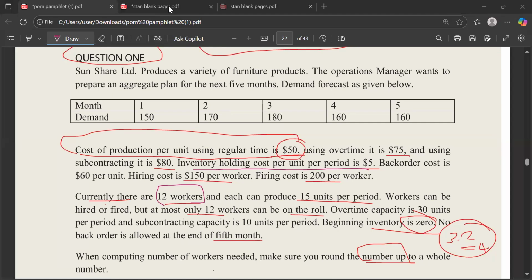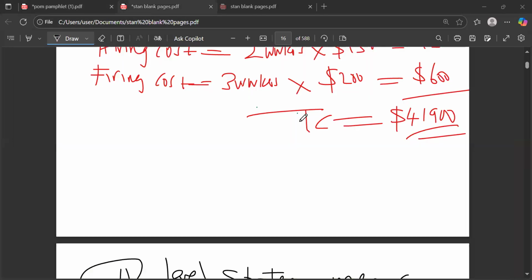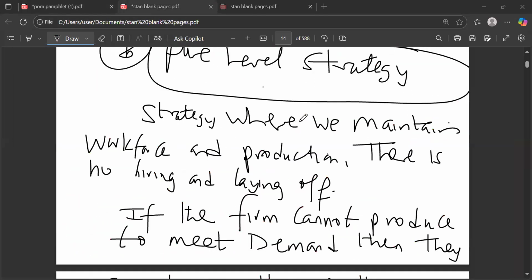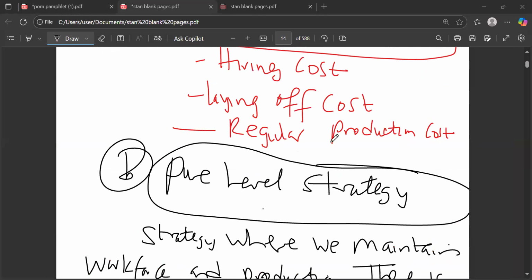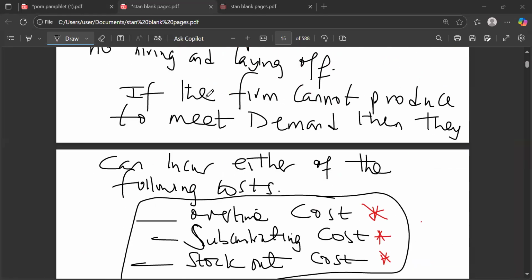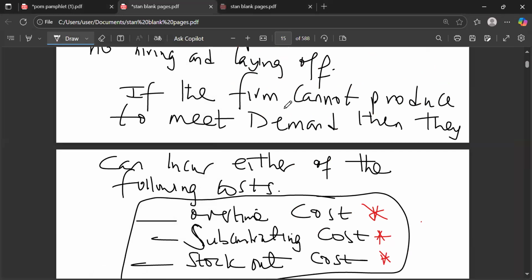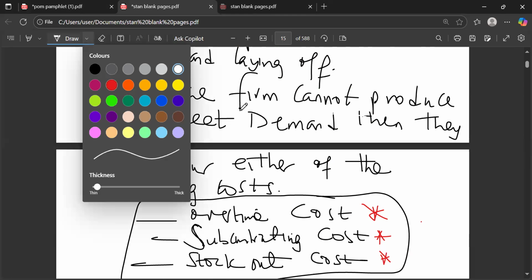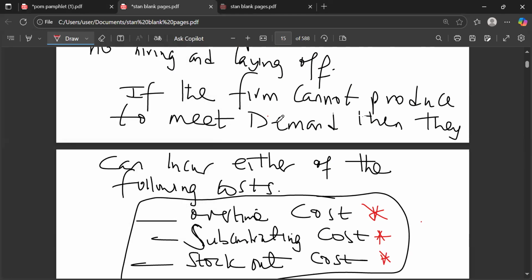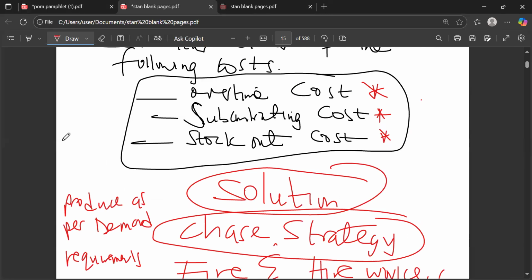So what I'm saying is, I told you to say the firm should choose which one is cheaper. Under the level strategy, the firm maintains workforce and production. If the firm cannot produce to meet demand, what should they do? Are we together? So they need to decide whether they should do overtime, or subcontract, or they should just go for backorder.